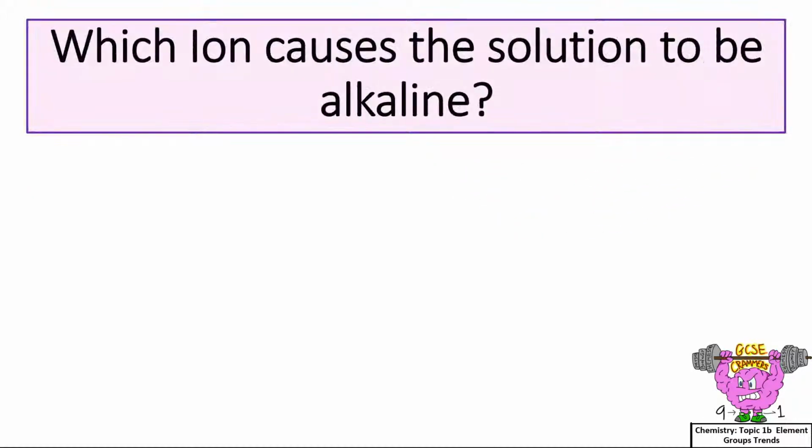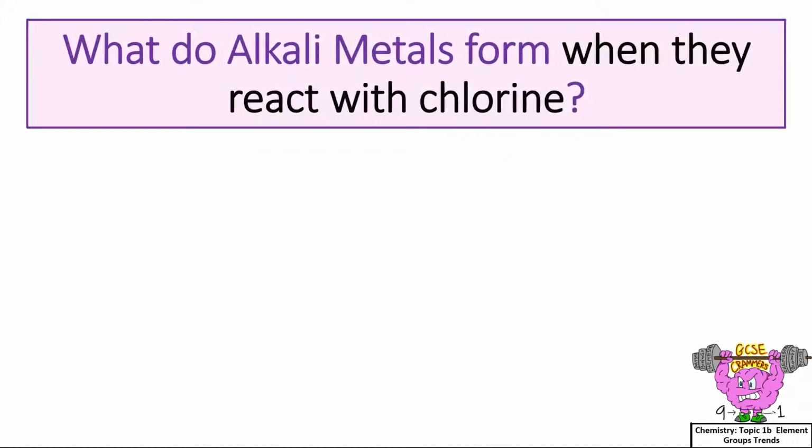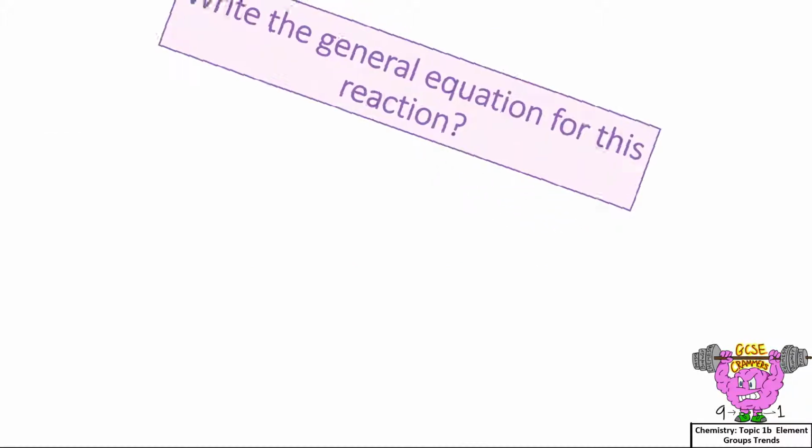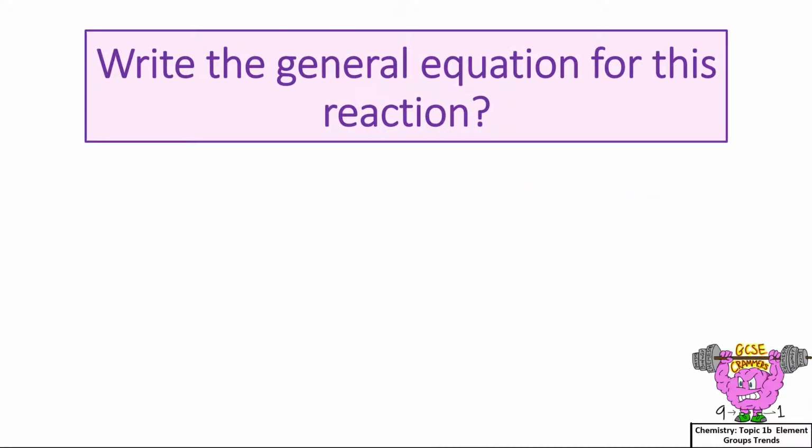Which ion causes the solution to be alkaline? Hydroxide. What do alkali metals form when they react with chlorine? A metal chloride. Write the general equation for this reaction. Alkali metal plus chlorine produces metal chloride.